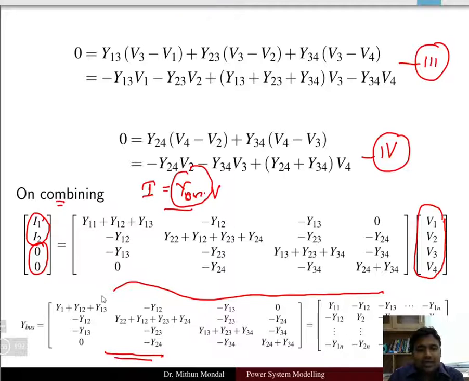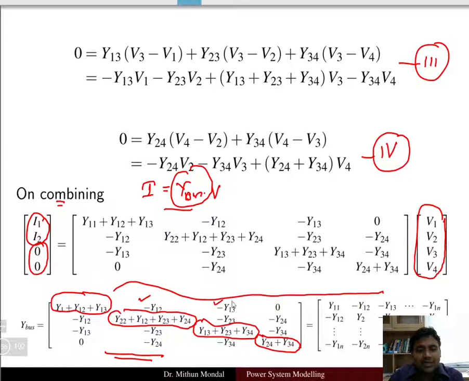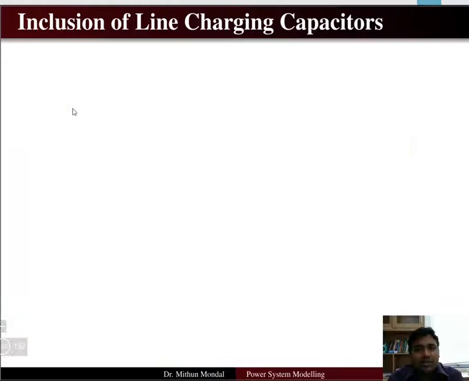We can see that all the diagonal elements are the sum of the admittances present on each bus. The off diagonal elements are the negative of the admittances connected between the two buses. This is how we construct the Y bus, and the Y bus is symmetrical in nature, meaning the value of Y12 will be equal to Y21. So we know that the Y bus is symmetric in nature.